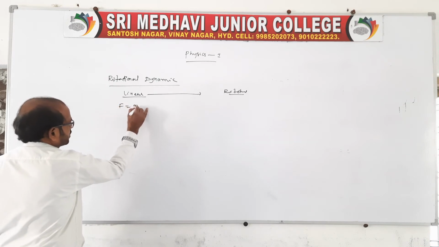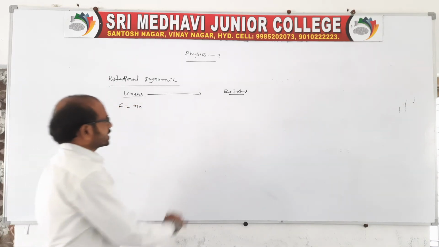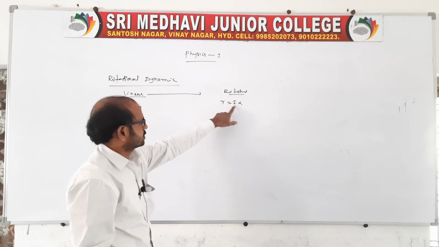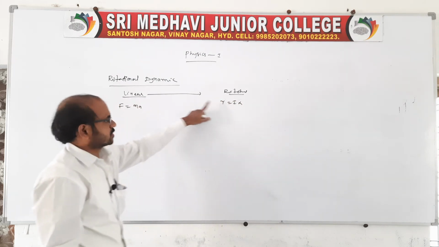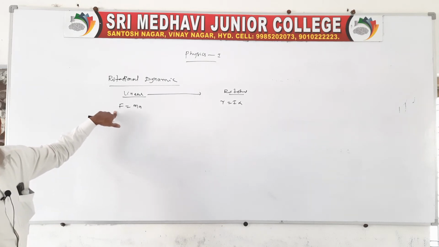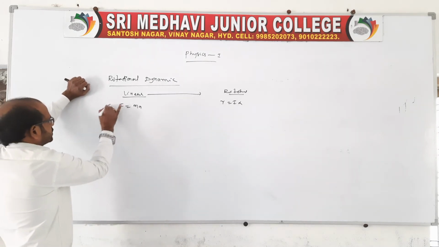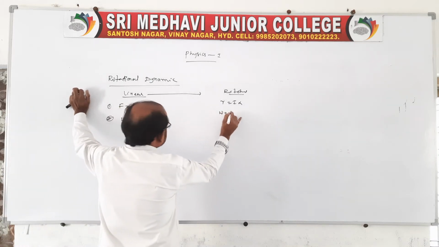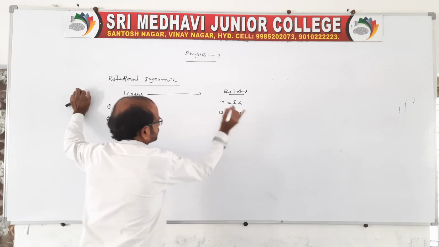F is equal to ma, of course. We know here in this case torque is equal to I alpha. Simple. M is replaced with I, a is replaced with acceleration, force is replaced with torque. And second, you go for the work done. F dot S here. Work done is nothing but tau into theta, tau dot theta.